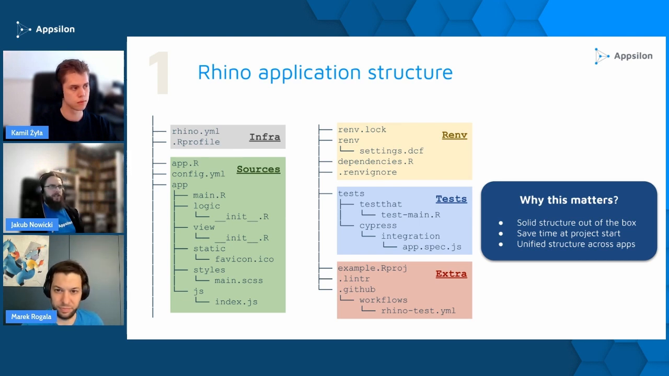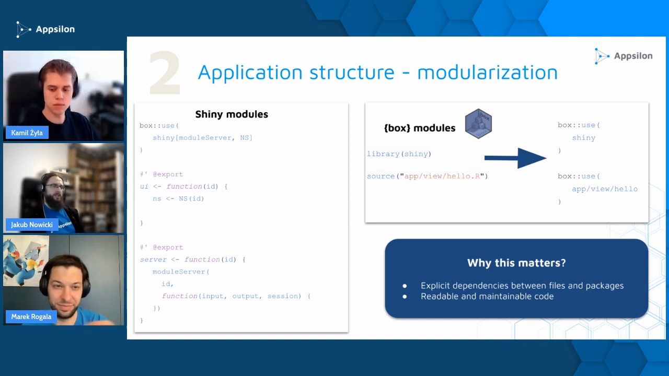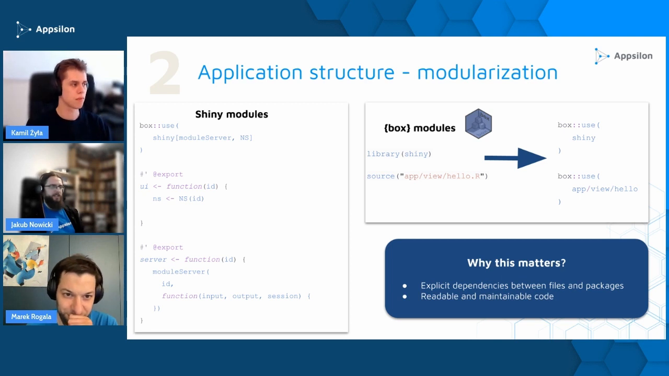And Rhino, besides giving you this high level of structure, also gives you a lower level. And by that, I mean Shiny modules. If you've been here an hour ago, you probably heard a lot of good things about using that in your Shiny applications. But besides that, it gives you also box modules. In fact, it forces you to use box modules. We decided to use that because box modules solve a problem that can occur especially in larger Shiny applications.